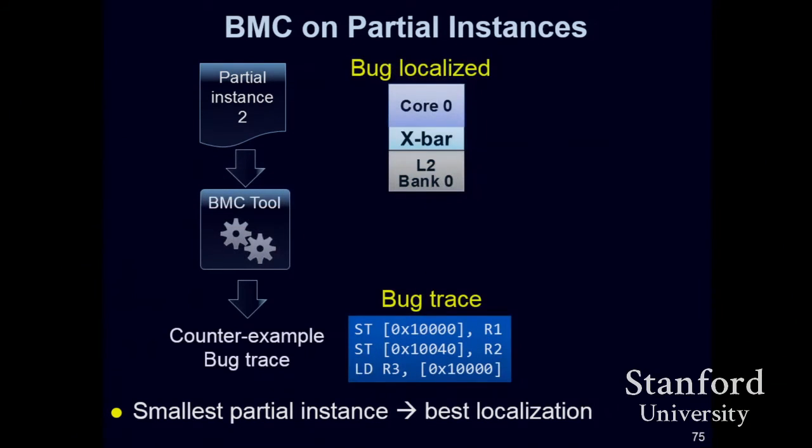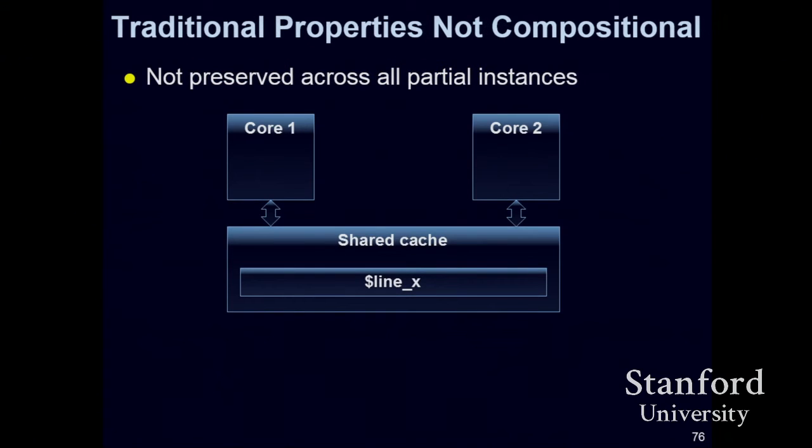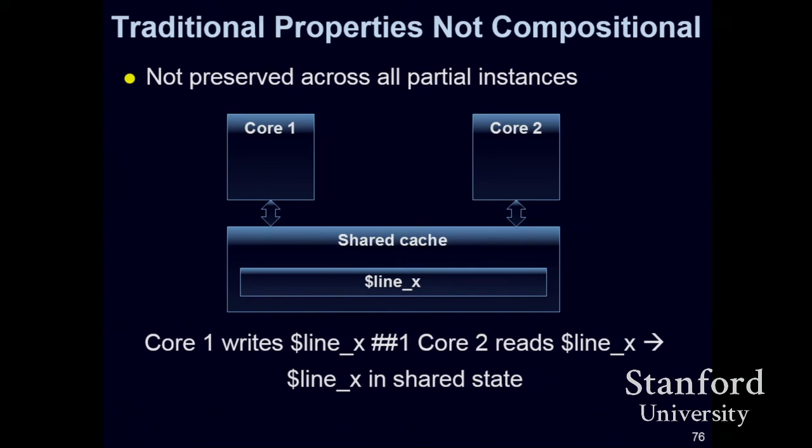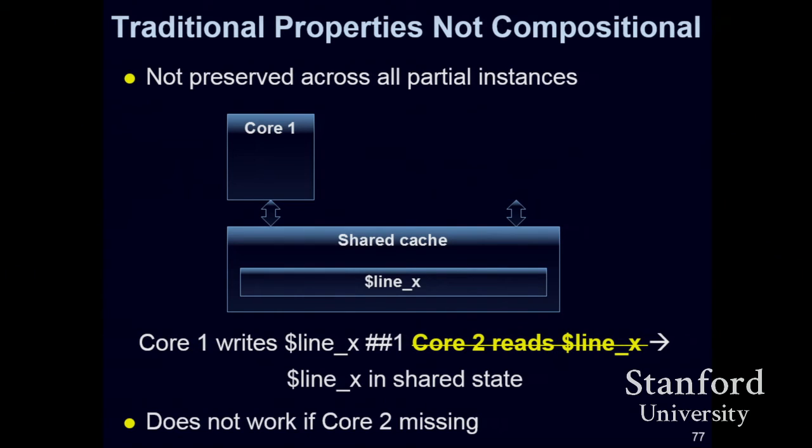Okay, so now why does this work? Basically, there's a key idea here, which is that this technique of using QED tests as a property gives you a very nice compositional property, right? So suppose you were just writing assertions and you wanted to check something about cache coherency. You might have a property that says something like, if core 1 writes a particular line in the cache and core 2 reads the line, then the line is in the shared state. Okay, so this is a great property. It'll catch that bug. But it's not compositional with respect to removing parts of the design. So if I remove core 2, now what does this property become? It doesn't make sense.